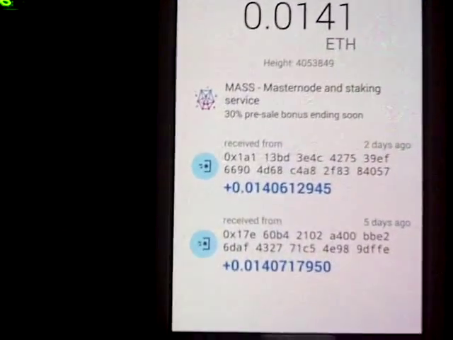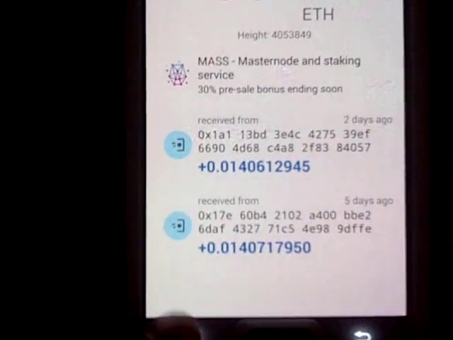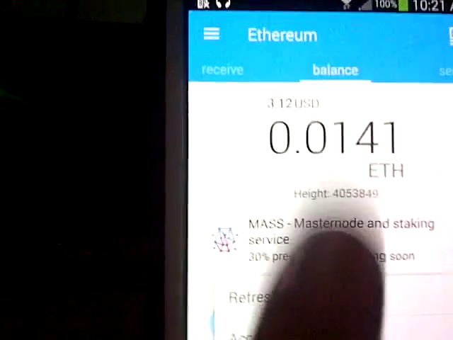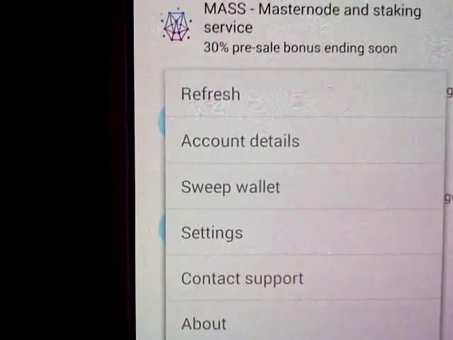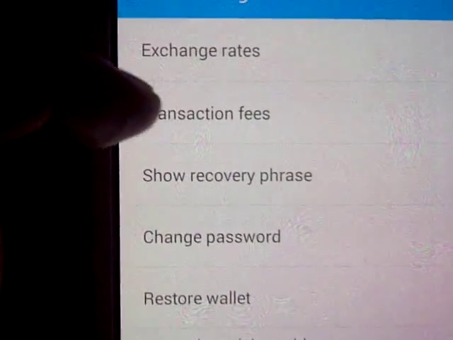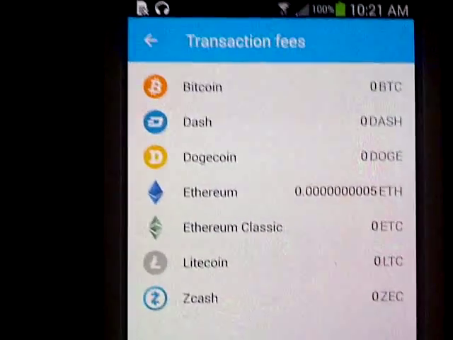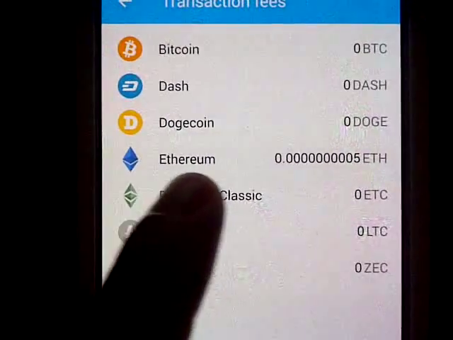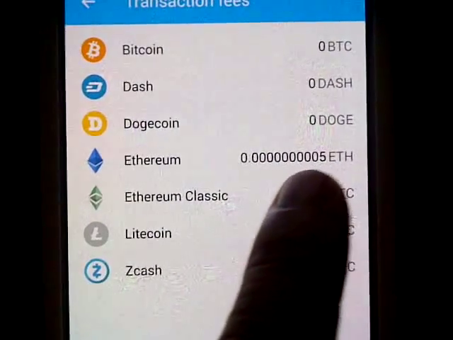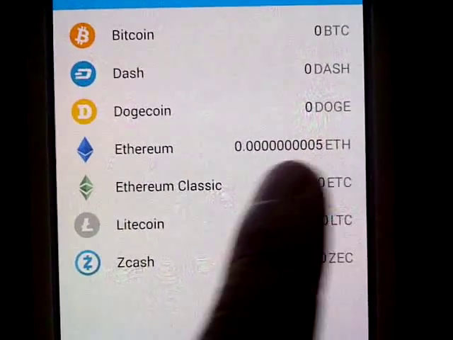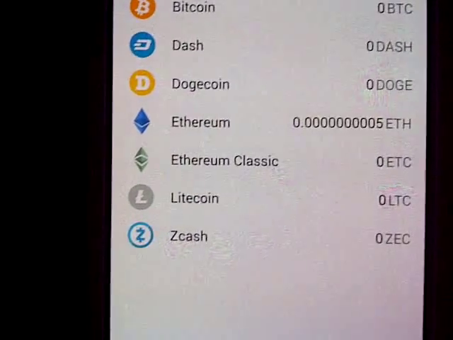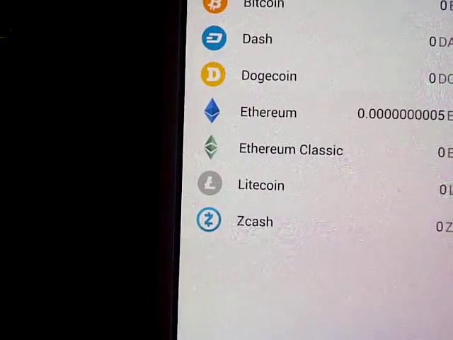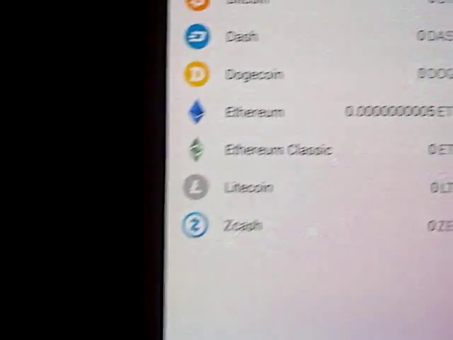I haven't tried this; this is for the Ethereum wallet. Let's go into settings here. Let's go to transaction fees. And the Ethereum here is this amount of fee. It's nine zeros and a 5, so 10 digits total. From what I've researched, that is the minimum gas fee.